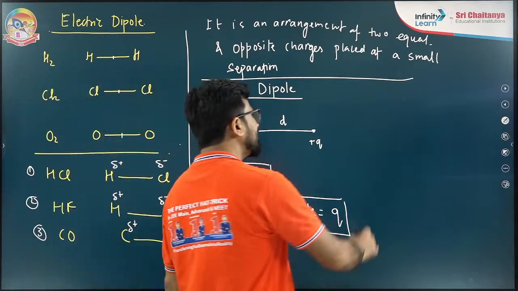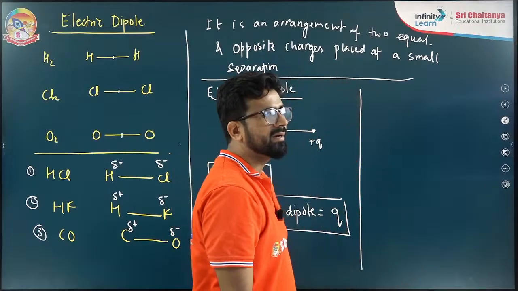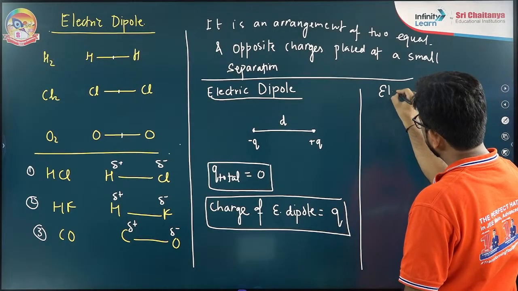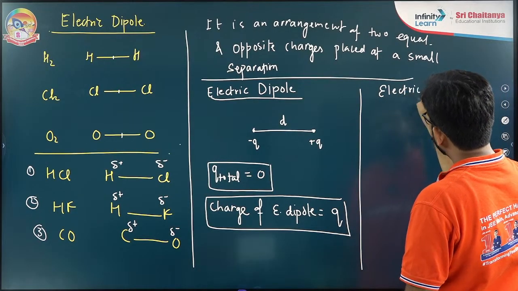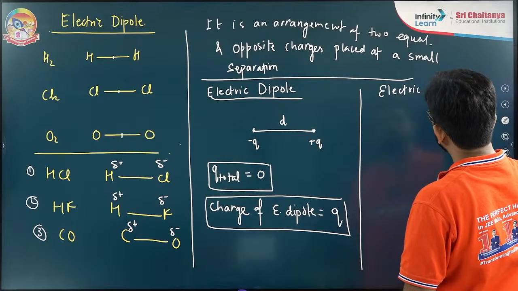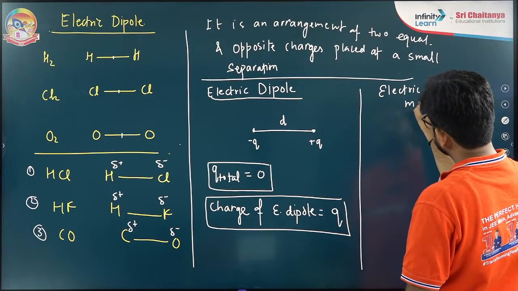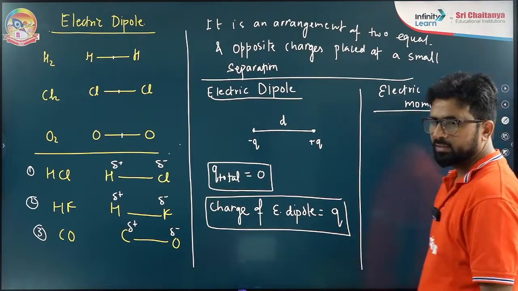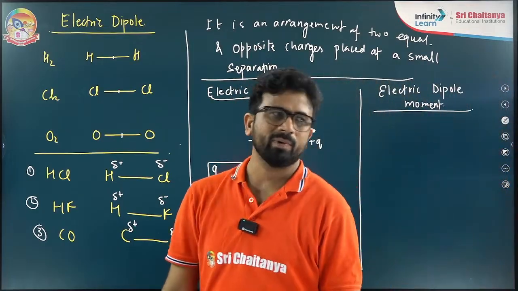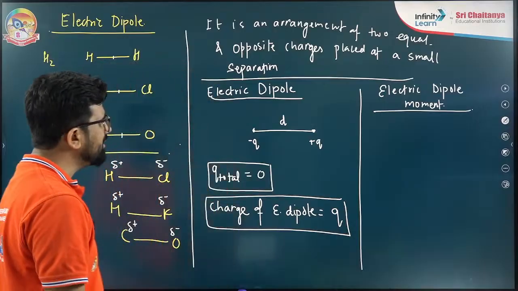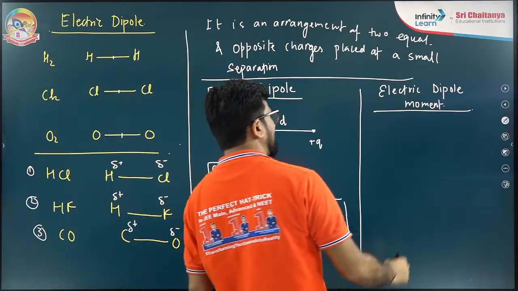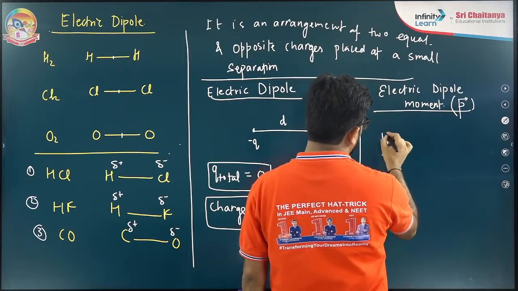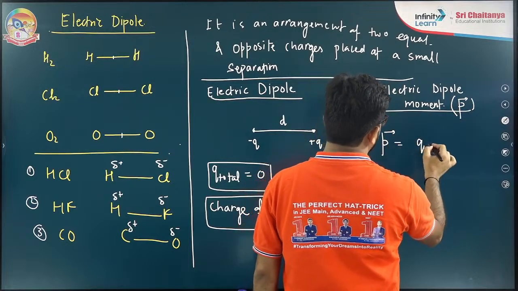Now, one more term we define is the electric dipole moment. When I say electric dipole moment, what is the meaning of this? The meaning is very simple. We define one term that we denote by P, and this P is nothing else but Q into D.